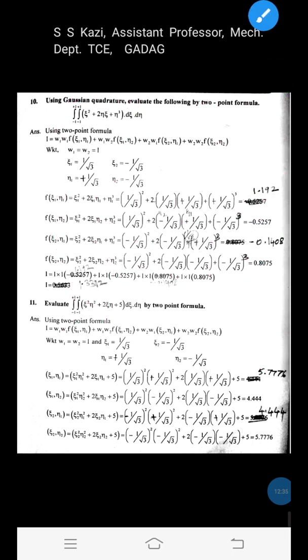Now, since we are evaluating this integral using the 2-point formula, we should use 2 weights, w1 is equal to w2 is equal to 1, and zeta 1 is plus 1 by root 3, zeta 2 is minus 1 by root 3, neta 1 is plus 1 by root 3, neta 2 is minus 1 by root 3. This is two-dimensional analysis, hence we are using zeta and neta.